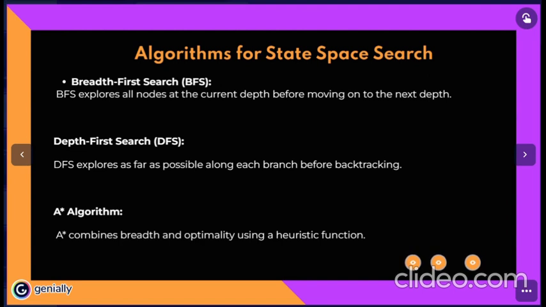Lastly, let's talk about the A-star algorithm. Think of it as the best of both worlds. It combines the systematic approach of BFS with a touch of optimality. How? Through a heuristic function that guides the search. Our heuristic function helps us estimate the cost to reach the goal, allowing A-star to prioritize more promising paths. It's like having a GPS that not only knows where you are but also suggests the most efficient routes that are available. So our A-star is efficient because it combines breadth first search as well as optimality using a heuristic function.